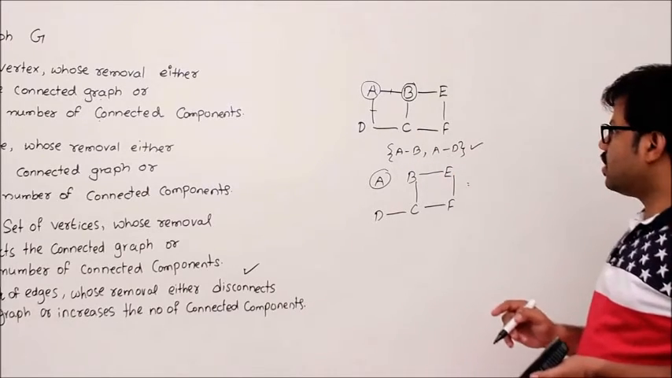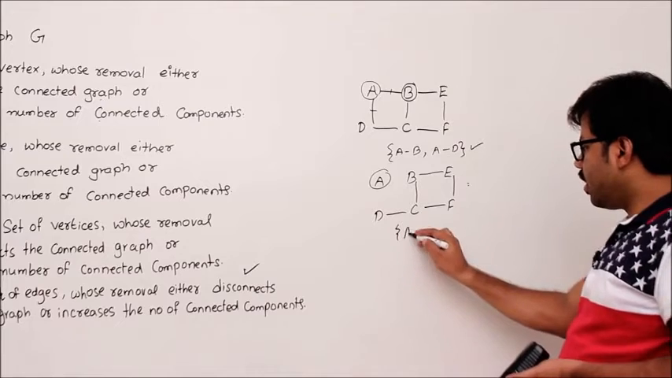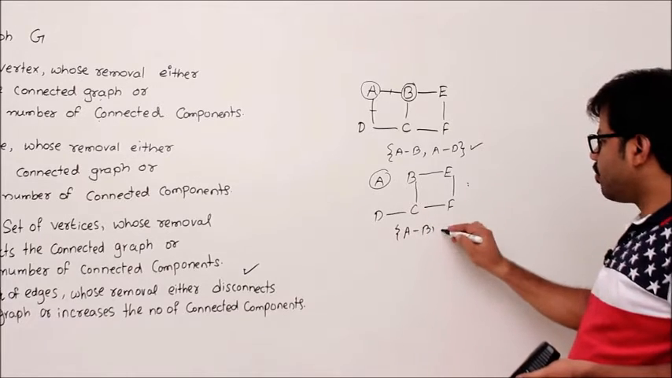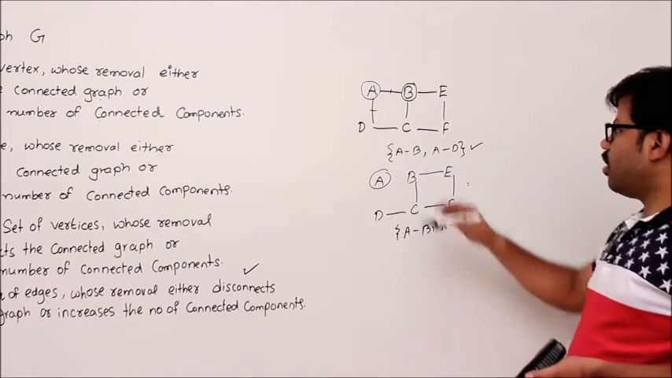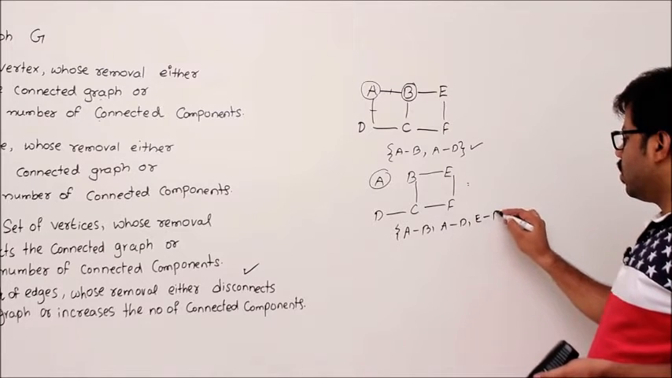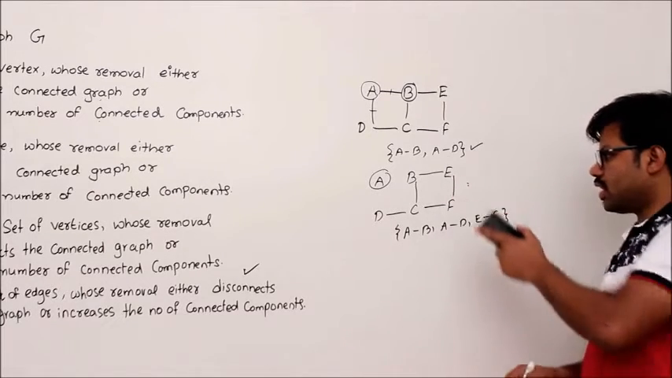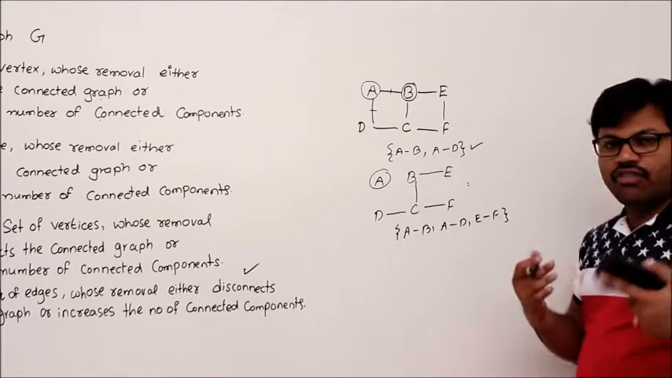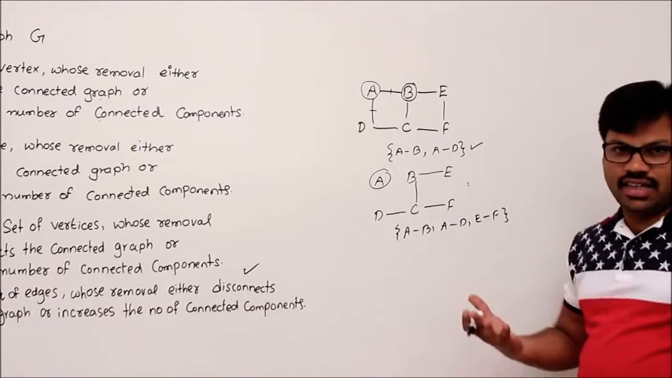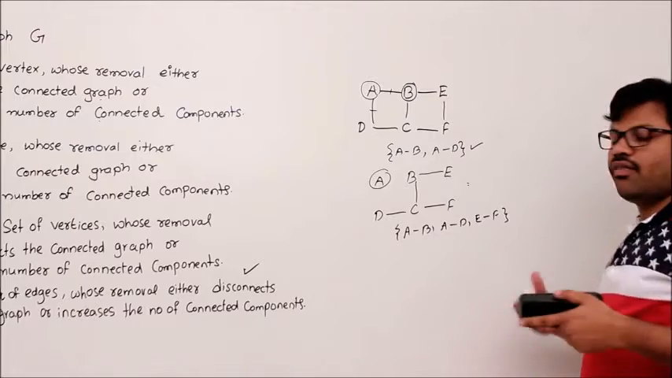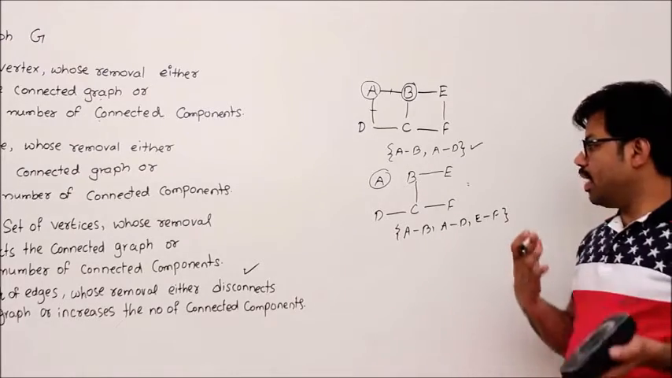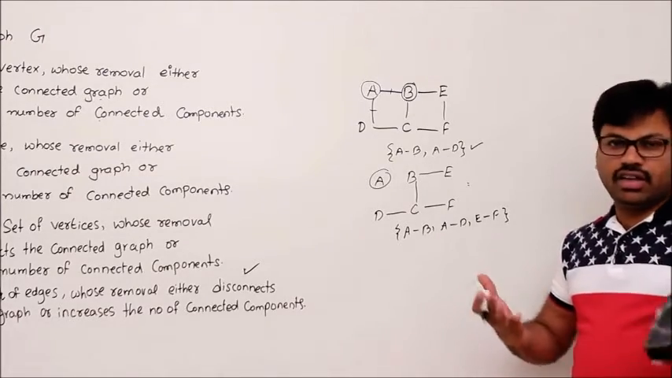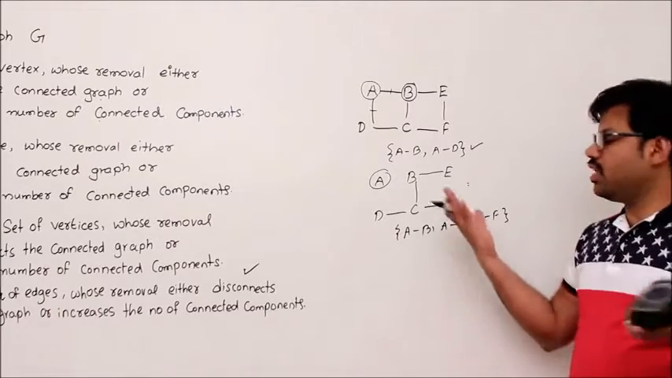One more cut edge set. Let's add something to this AB, AD. What happens if I add one more edge like EF? Already your graph is disconnected. If you remove one more edge like EF, then the graph will be more disconnected, correct or not? So the number of connected components will probably be increased by some more, otherwise it remains the same.